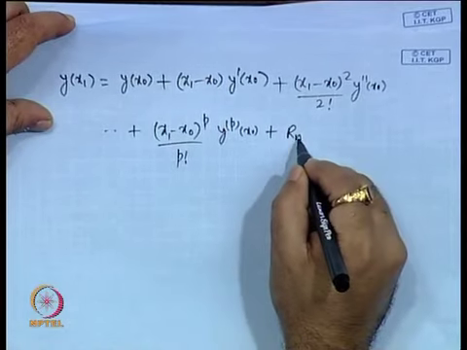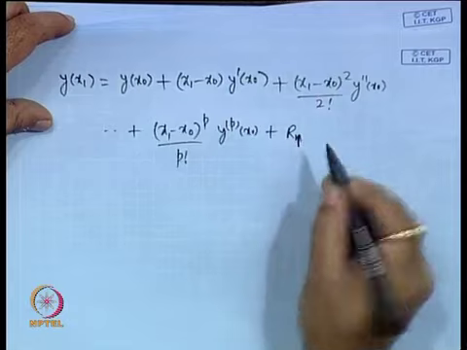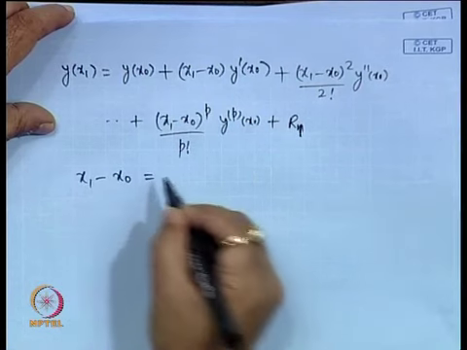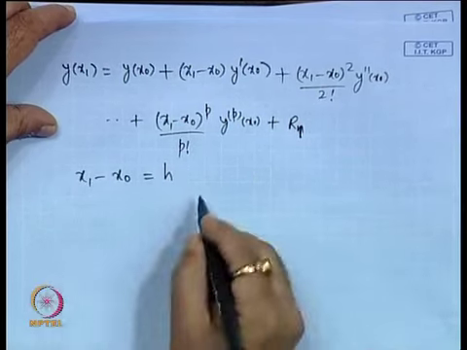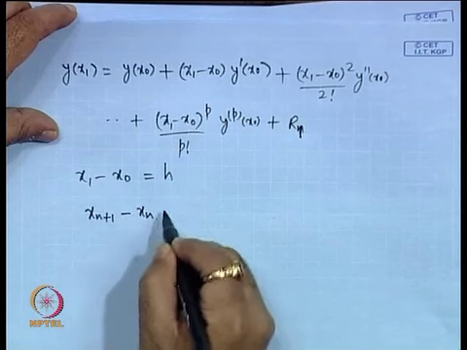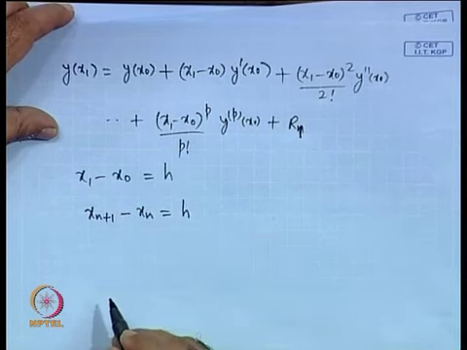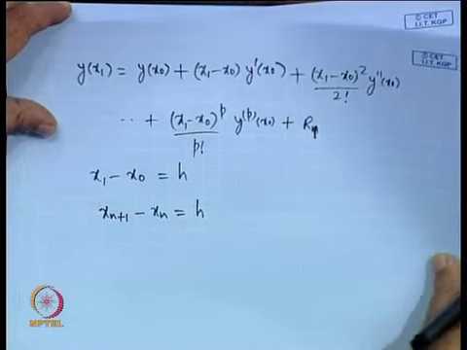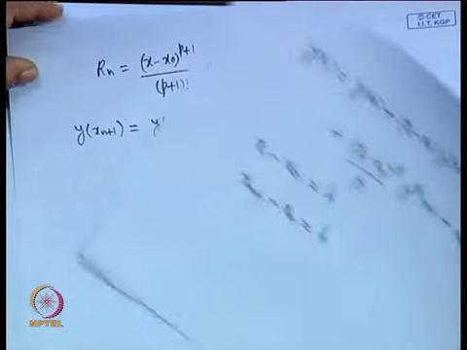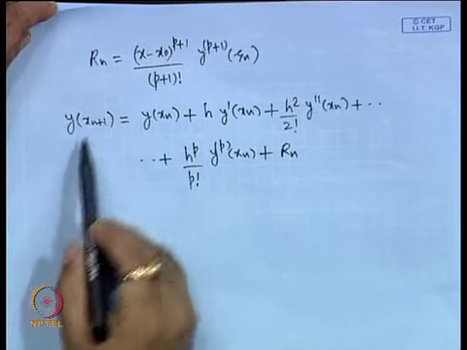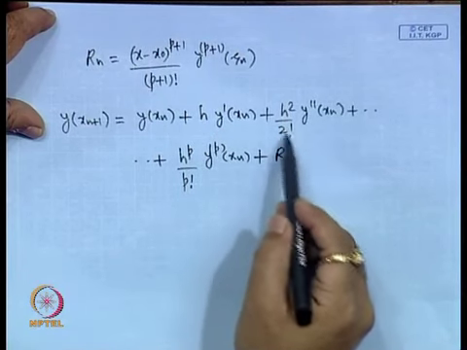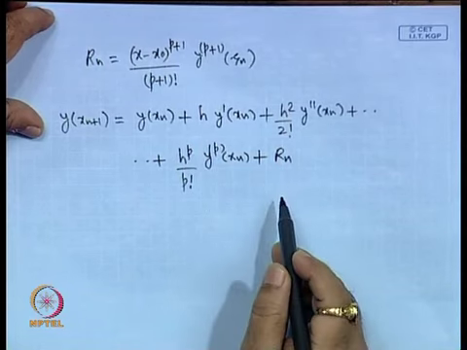Okay. So, strictly speaking, this should be R 1, because we are expanding it. So, what is x 1 minus x 0? This is h, okay, the step size. So, therefore, x n plus 1 minus x n is our h. Okay. So, what I have just written is the Taylor series expansion at x n plus 1: y of x n plus h y dash of x n plus h squared by 2 factorial y double dash, and so on, and the remainder term. Okay.